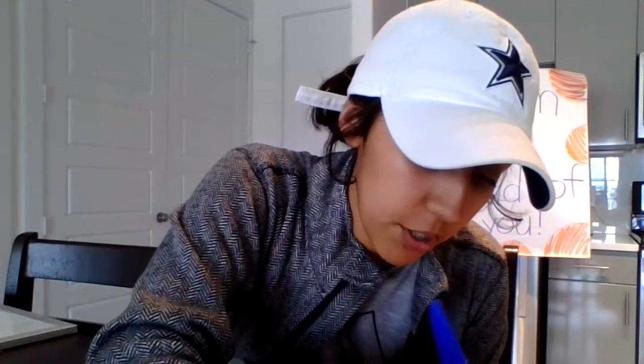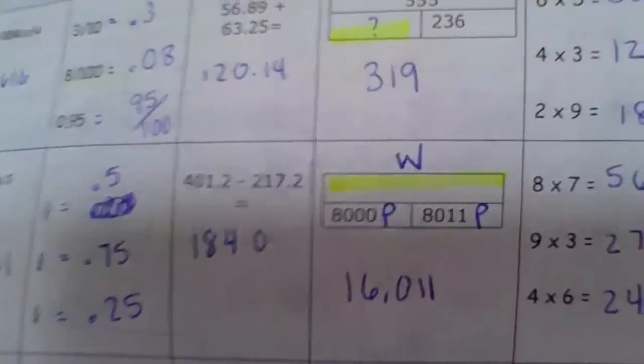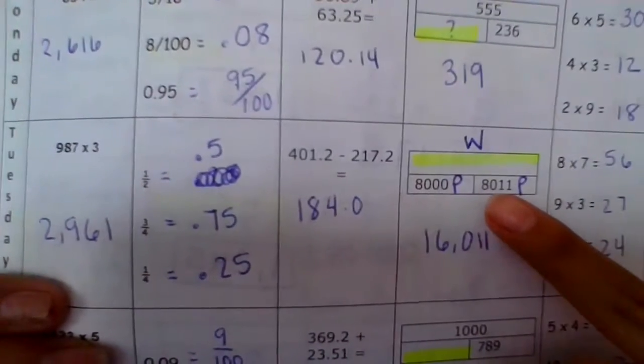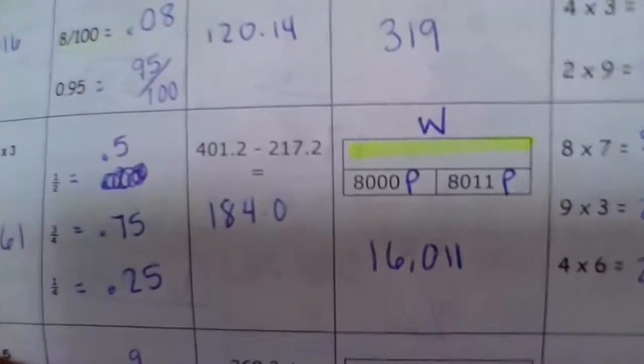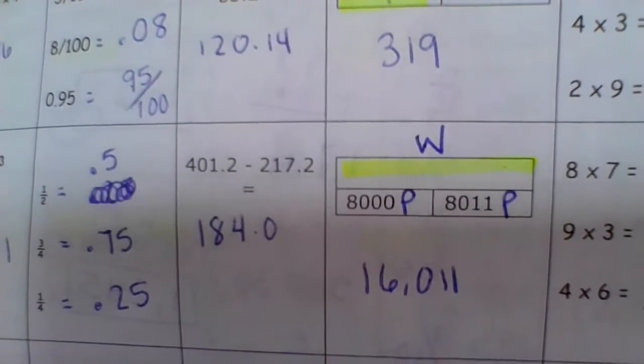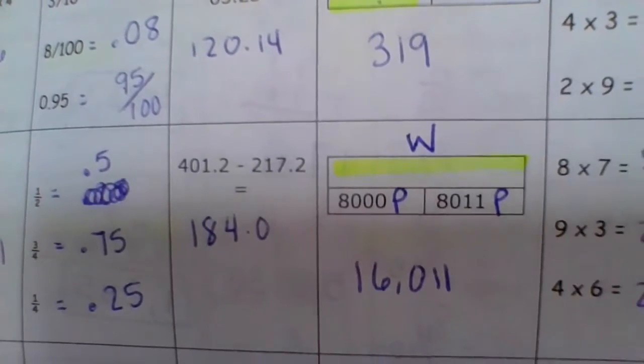The next one is the solve and label with the strip diagram. If you haven't done so already, go ahead and label your strip diagram with what you have and what you do not have. Okay, and based off of that information, what operation are we going to be doing? We have both parts, but we're missing our whole. So what operation are we going to do to find that missing part? That's right, we're going to add those two parts together.